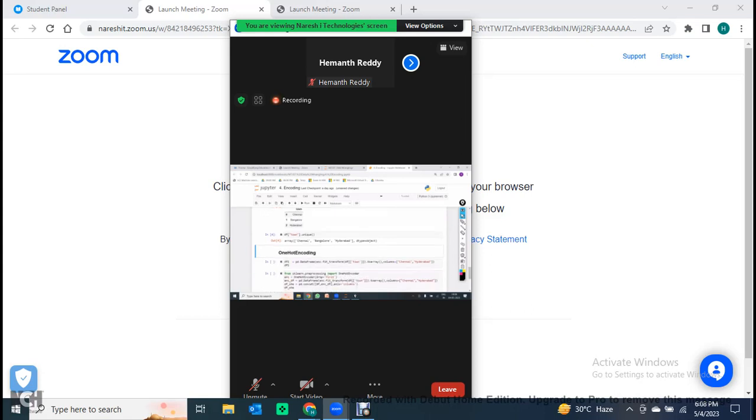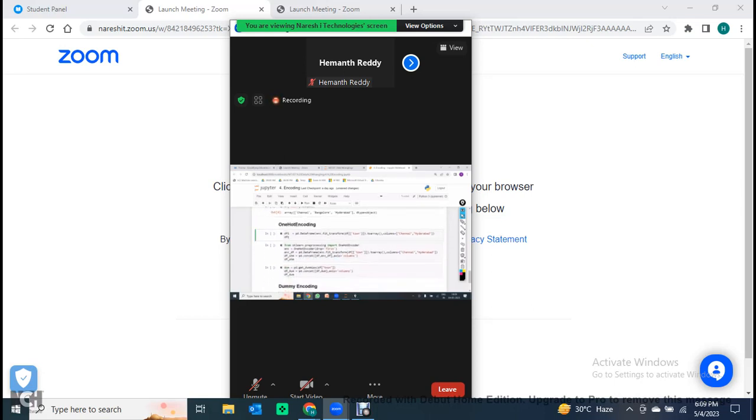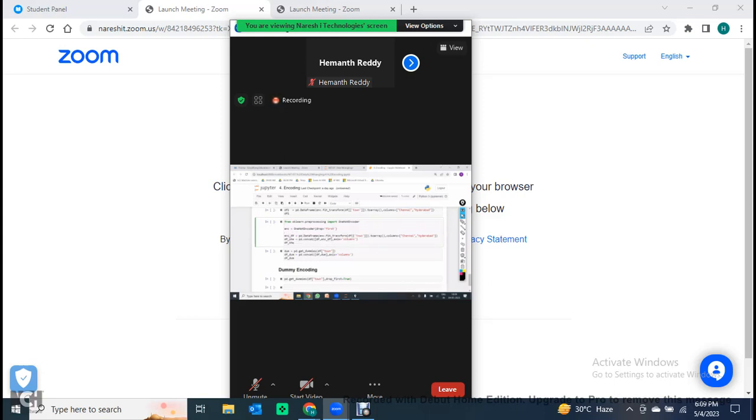Now, what I'm going to do is create a pd.DataFrame of it. First, from sklearn.preprocessing, import OneHotEncoder. From the OneHotEncoder, I'm going to write OneHotEncoder with drop equal to first. What is meant by drop first? It means the first column will be dropped.